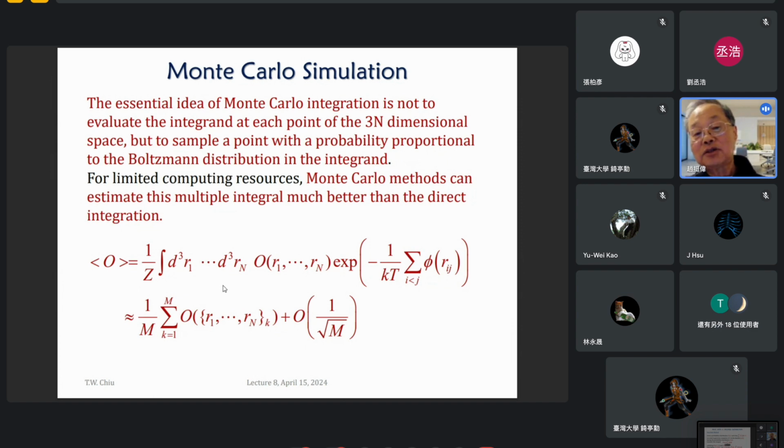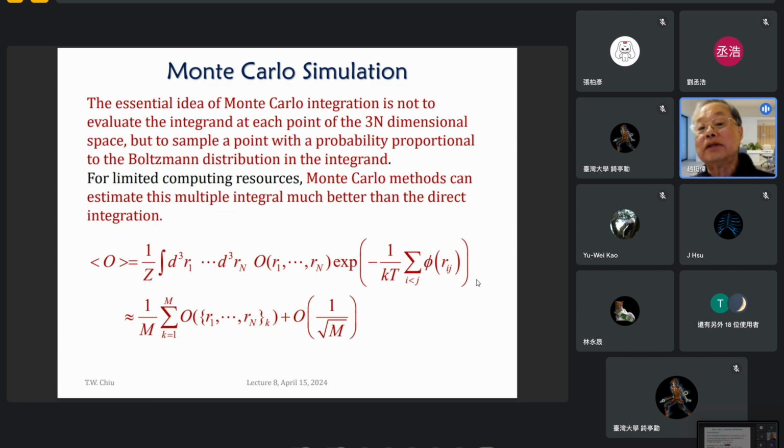Now, the crucial point is how do we sample these configurations? You have to sample a configuration with a probability that obeys the probability distribution of your problem. And this probability distribution depends on what kind of problem you have. Different problems have different kinds of probability distributions.